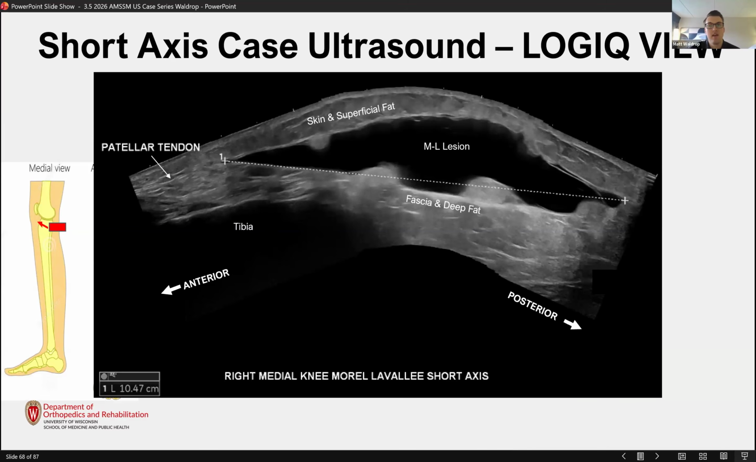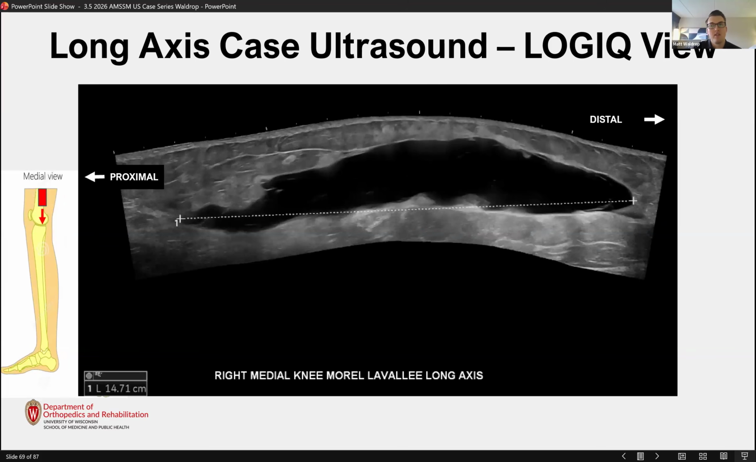And then here we can identify this Morel-Lavallée lesion located between the skin and superficial fat and then the fascia and deep fat. Anteriorly, we can see the patellar tendon and medial aspect of the tibia in the elongated view. And this lesion measured approximately 10.5 centimeters in AP diameter.